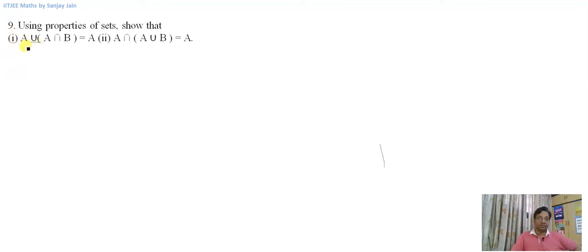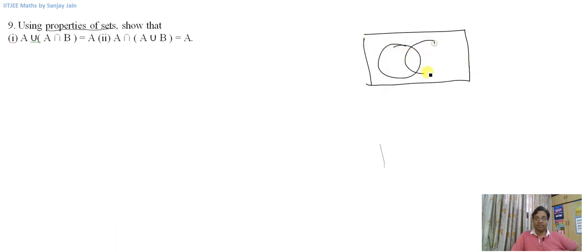Now this is very obvious, but it is given in the form of a question: using properties of sets, show that these equalities hold. We already know that, let us say, there is set A and there is set B. So what is this area? This is A intersection B.